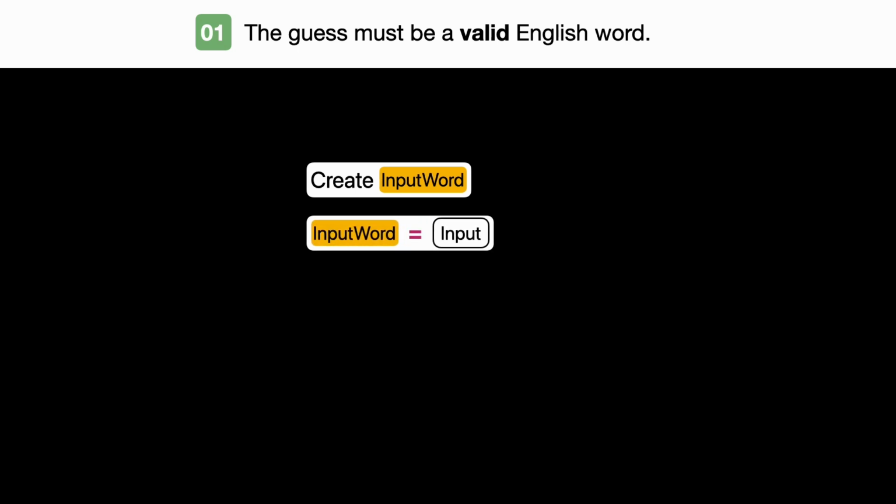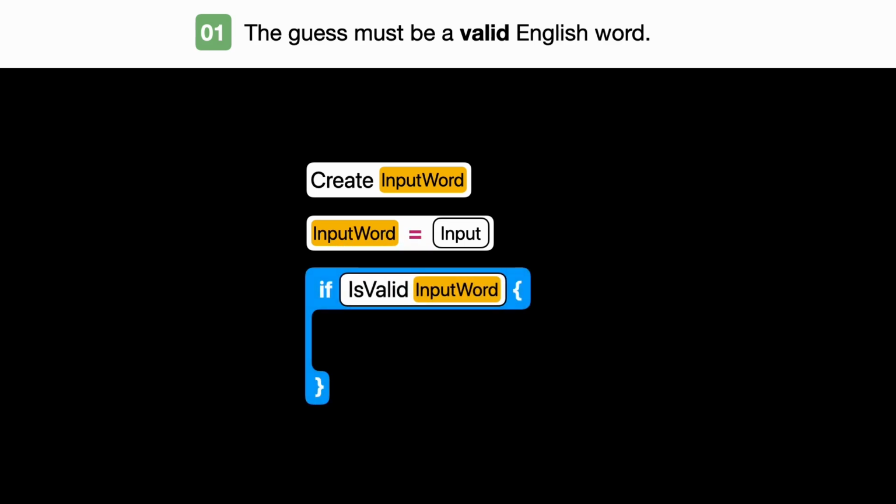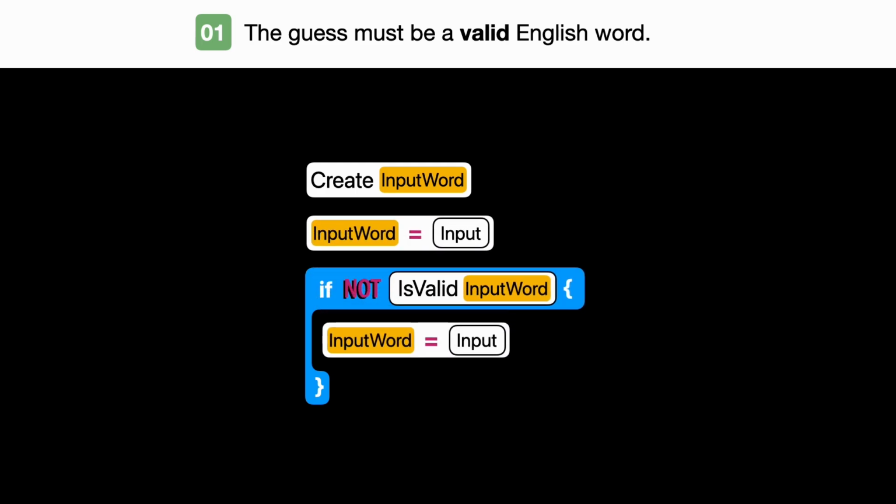Alright, let's tackle the first rule. We can use the input function to get a player's guess and store it in a variable. To check if the word is a valid English word, we can use a Boolean function as the condition. If it is valid, well, we do nothing. But if it's not, we give the user another chance to input.